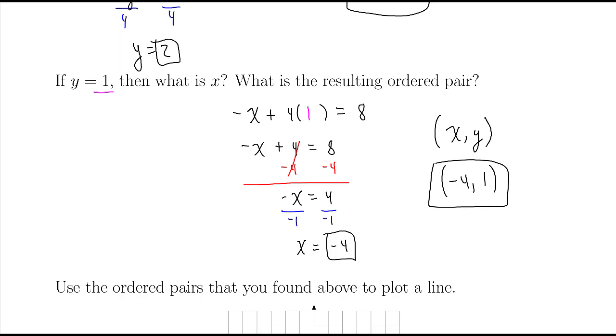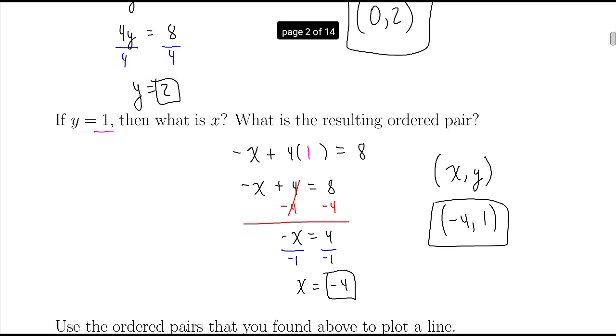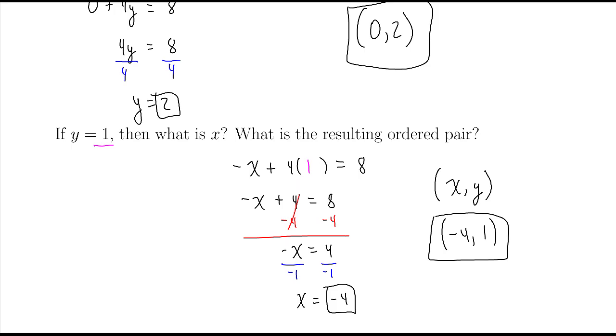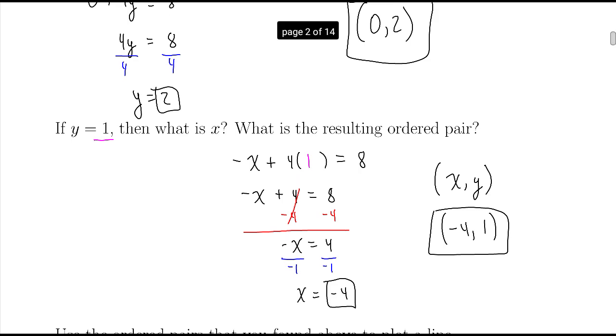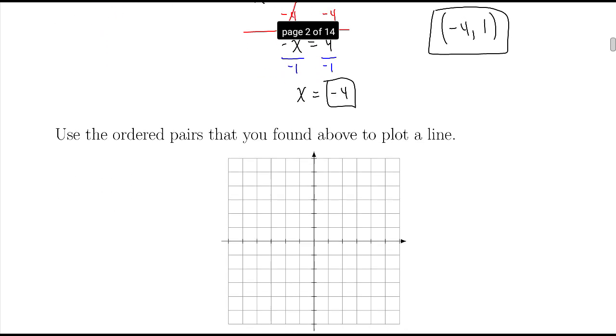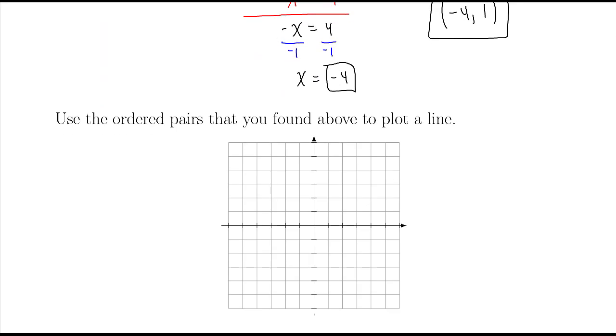Okay, so this equation can form a line. Here are 2 points that would be on that line, 0, 2, and negative 4, 1. Okay, so 0, 2, right here. Start at the center and then go, wait, it's positive 2, right? 0, up 2, not down 2.